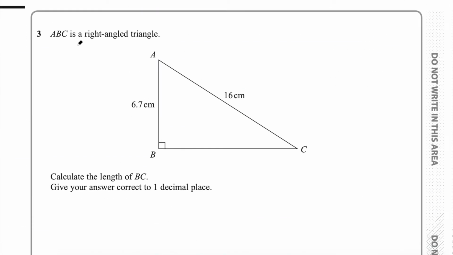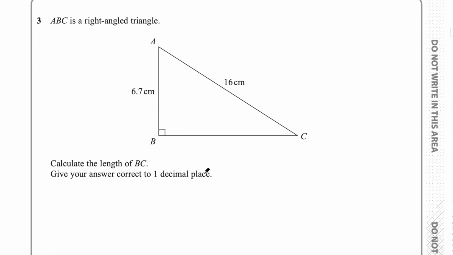Question 3 says ABC is a right angled triangle. Calculate the length of BC. Give your answer correct to 1 decimal place. This is finding a leg of a right angled triangle with Pythagoras' theorem. Remember, Pythagoras' theorem says this leg squared plus this leg squared equals the hypotenuse squared. So you can reverse that to find the length of a leg.